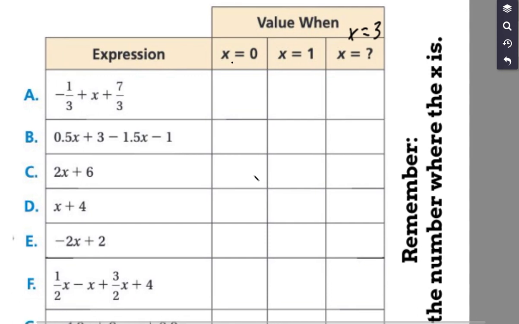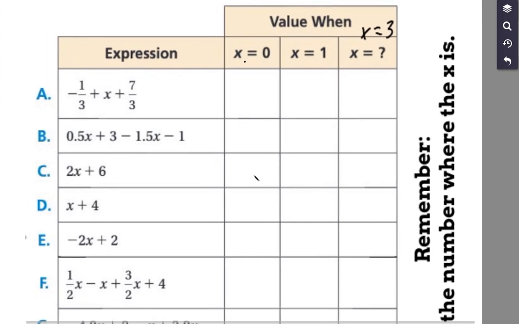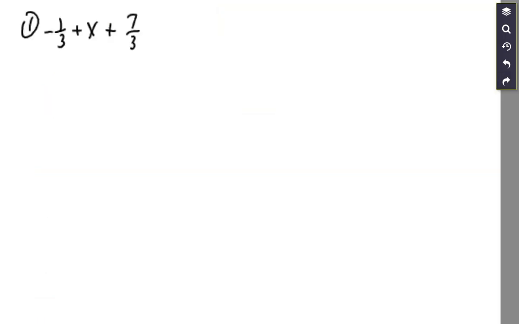And for the first two parts, you're going to plug in x equals 0 or x equals 1. And then the last time you get to pick. So I'm going to pick 3 whenever I do mine. All right, so I'm going to take this expression and plug in 0 for x and 1 for x and then 3 for x. So I'm going to come to my scratch paper. I'm going to write down that equation, negative 1/3 plus x plus 7 over 3.